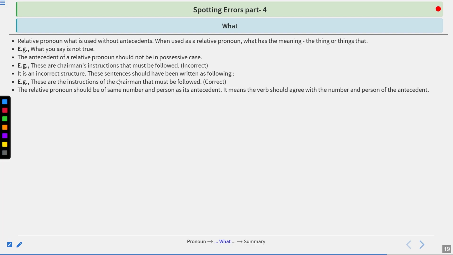The relative pronoun should be of the same number and person as its antecedent. It means the verb should agree with the number and the person of the antecedent. So a relative pronoun will take verbs according to its antecedent. The girl who was late was fined. So here who is referring to girl and relating to girl. Girl is singular, so we have used was here. The girls who were late were fined. Here we have used girls, so we have used a plural verb. So use the verb according to the antecedents of the relative pronouns, not according to the relative pronouns.